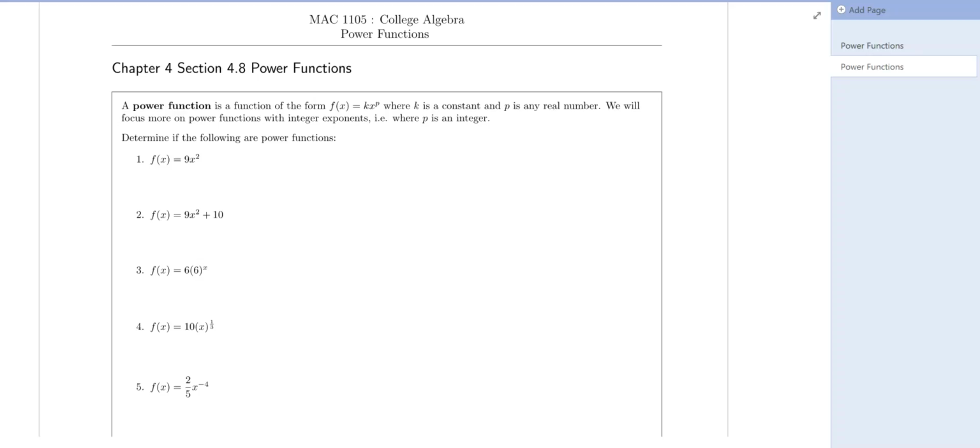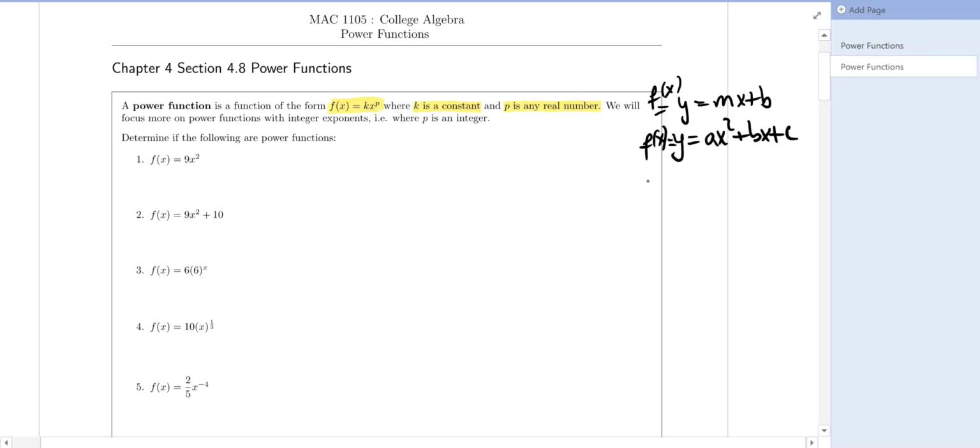So for power functions, a power function is basically a function of the form f of x equals k times x to the p, where k is just a constant, just a number, and p is also any real number. So you saw that a linear function was y equals mx plus b, and a quadratic function was f of x equals ax squared plus bx plus c. So now a power function is a function that looks like this, k times x to the p. Okay, so x is the base and p is a power.